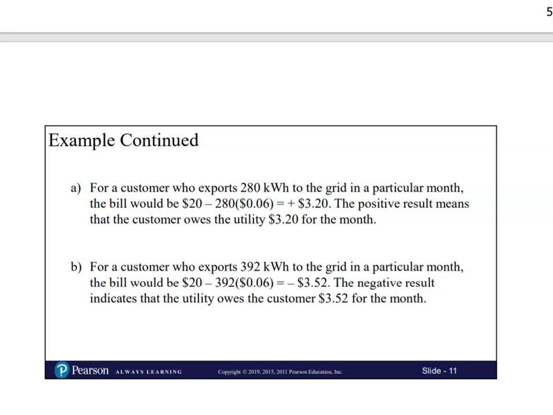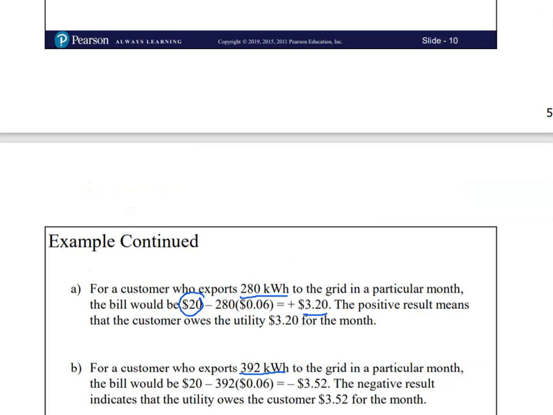For a customer who exports 280 kilowatt hours to the grid in a particular month, we would take the charge of $20 minus 280 times 6 cents, which gives us a positive $3.20. For a customer who exports 392 kilowatt hours, it would be 20 minus 392 times 6 cents, which is -$3.52. The negative result indicates that the utility owes the customer $3.52 for the month. And that is the end of Chapter 6, Section 2.